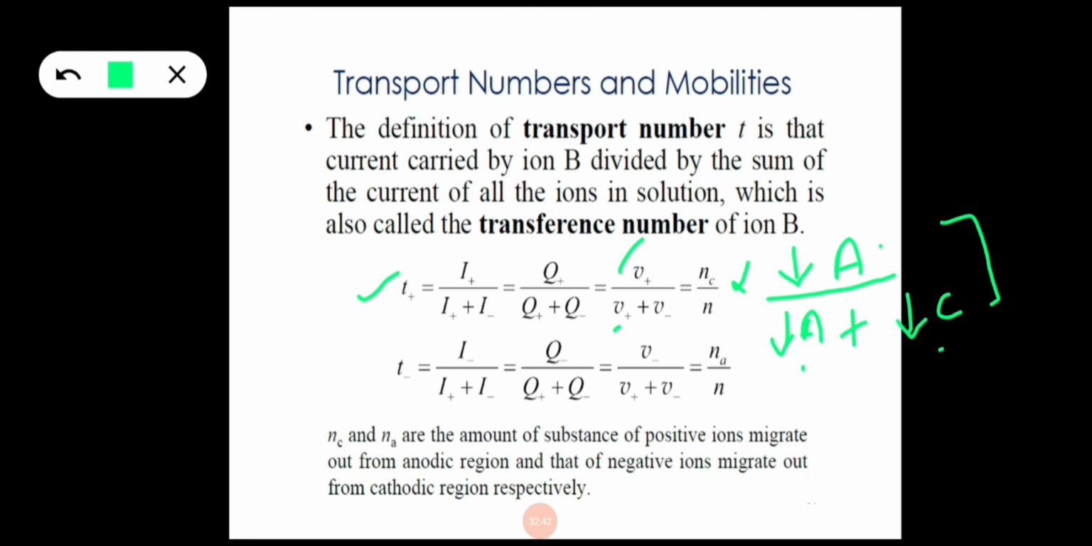Initially you have to determine the concentration of the electrolyte, and after electrolysis some of the ions will be deposited and the concentration will decrease. Then you have to determine the decrease in concentration and substitute in this, and you will get the transport number of the cation and also the transport number of the anion.